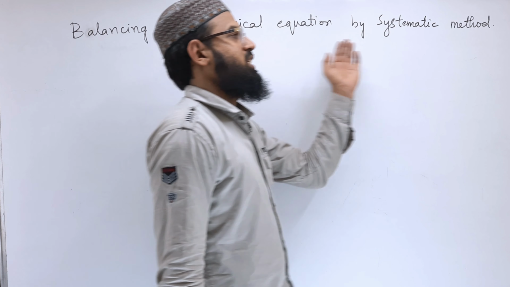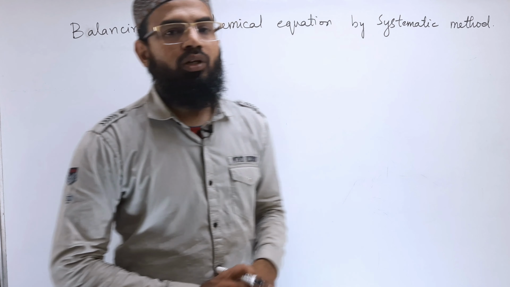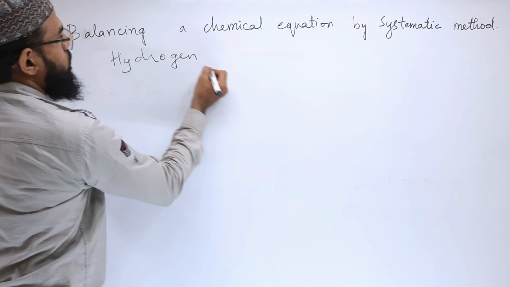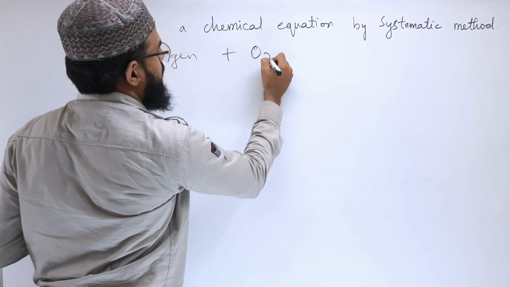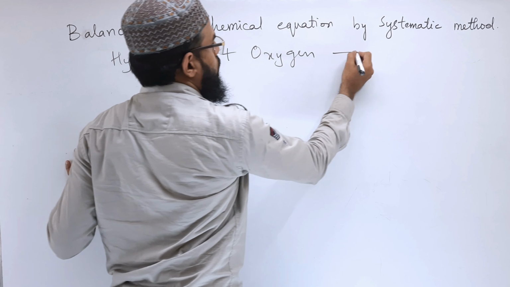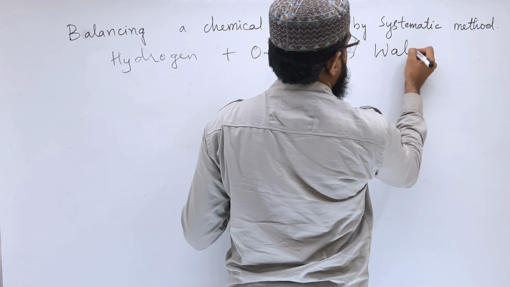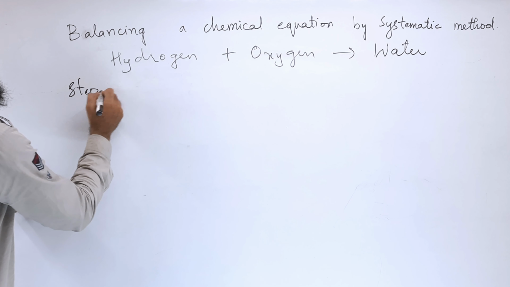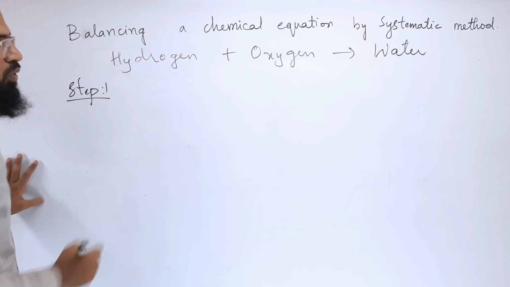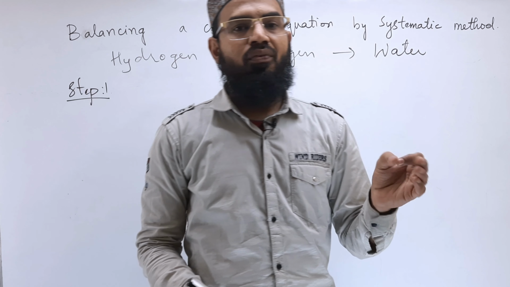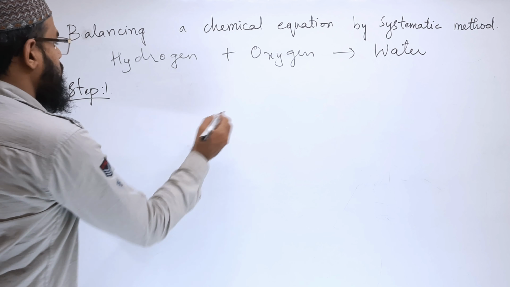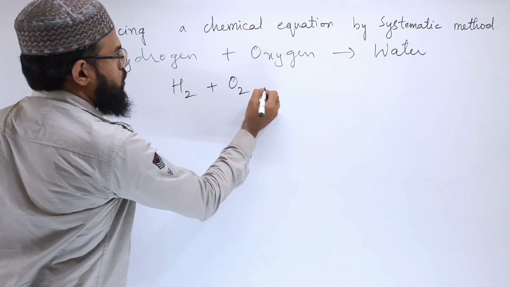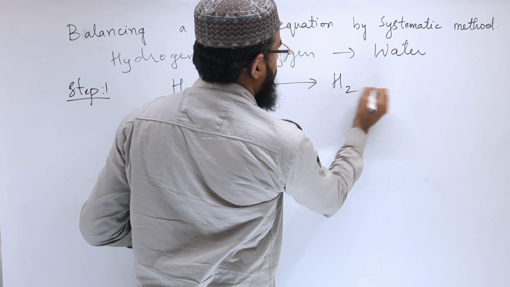Balancing a chemical equation by the systematic method. Let us see an example. Hydrogen reacting with oxygen to give water. So let us see step 1. We will write the chemical formulas of hydrogen, oxygen and water. So we will get it like this. For hydrogen it is H2, for oxygen it is O2, giving rise to H2O.